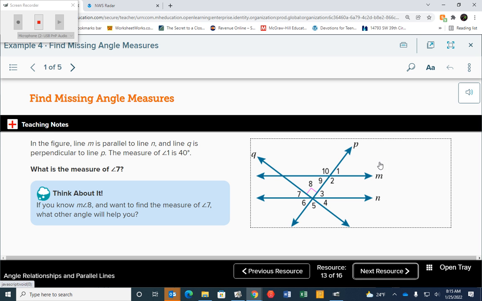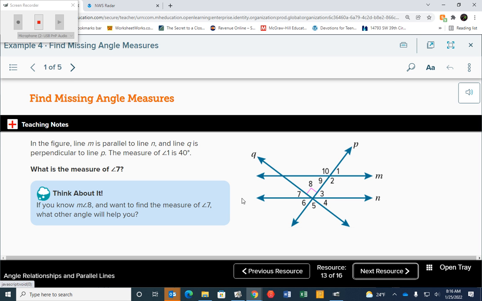If I know angle 1, what other angles do I know? 9. What else? 3 and 6. Now, if I know 3, I already know this because it's a right angle. Which means what's its measure? 90 degrees. So if I know this and this, can I find this? Yes. And this is going to be the same as 4. And if this is 90 degrees, what is this? 90 degrees. So if you had one angle measure here, would you have enough to find everything else?